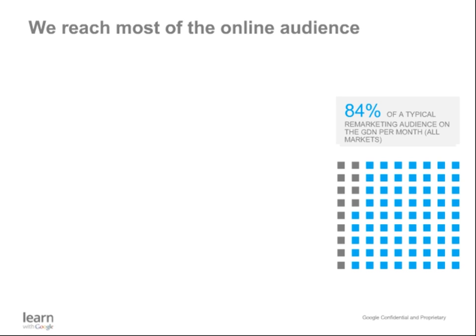I've put up a number here. It says 84% reach across most markets. The reality is that the Google Display Network reaches between 83 and 90% of the online population of almost every single market that has internet access, or that the Google Display Network is live in, beg your pardon. So why is this important when we're looking at remarketing?